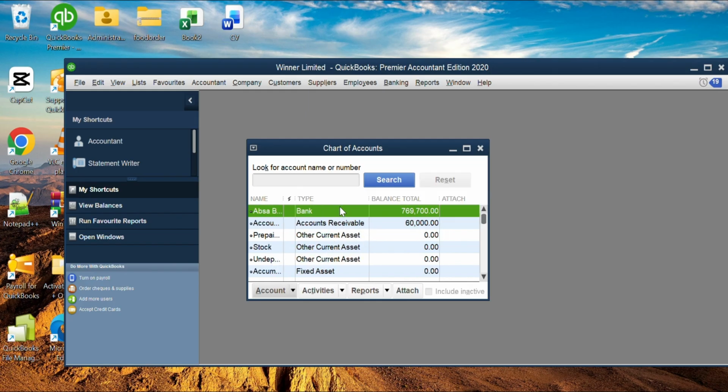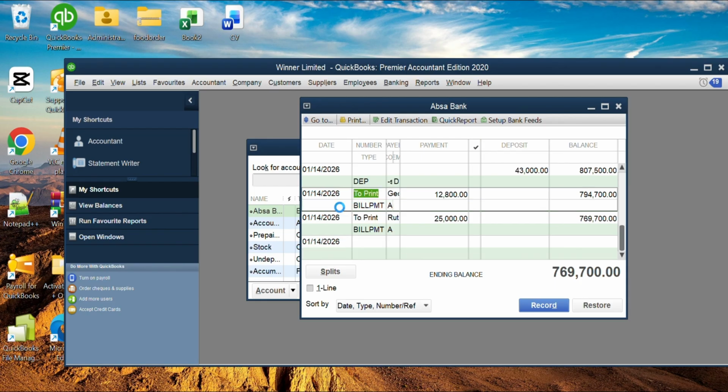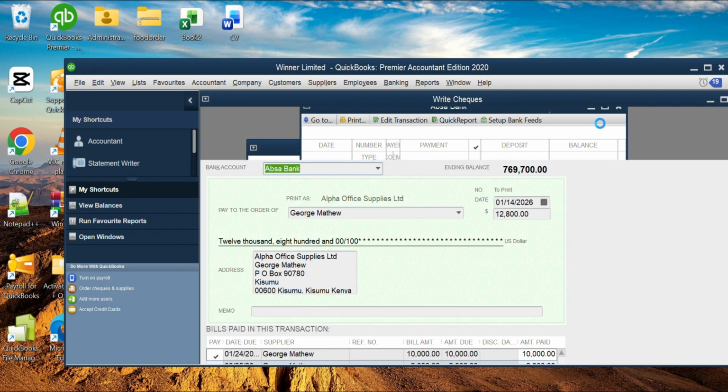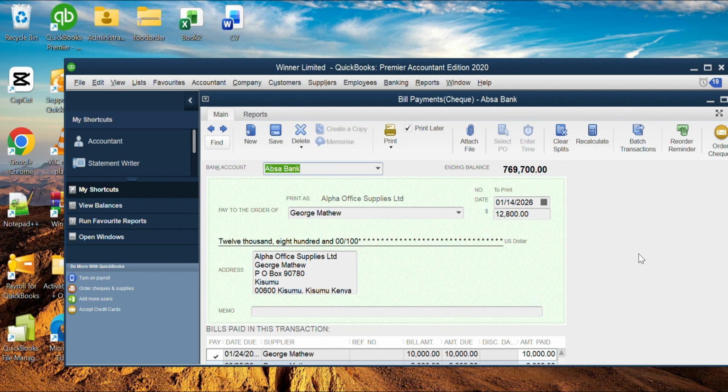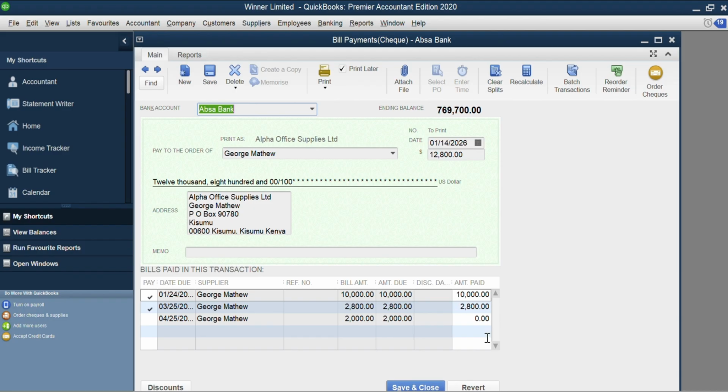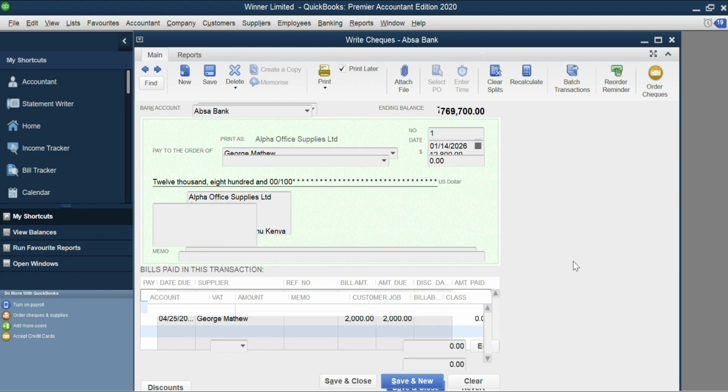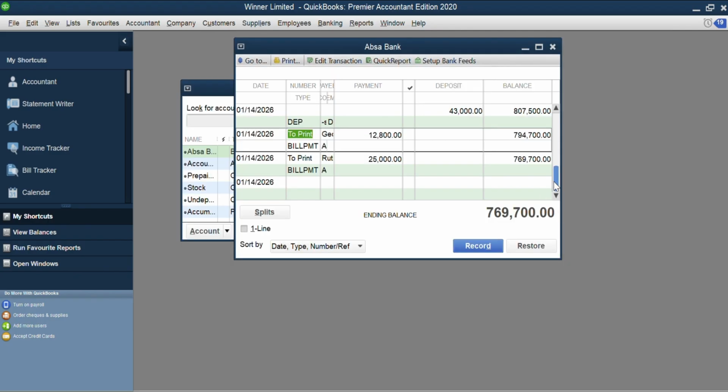Now we have gone to company. We are checking our bank account. You normally go to company and then to the chart of accounts, which has all the accounts. As you can see, Absa Bank has a beginning balance of 769,700, and we have some money there that we have deposited, the payments from the customers.